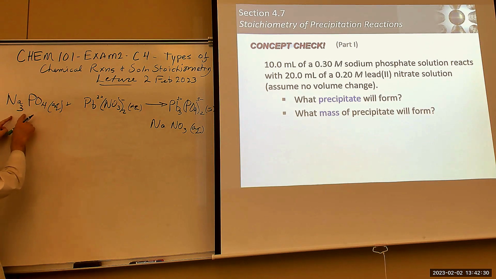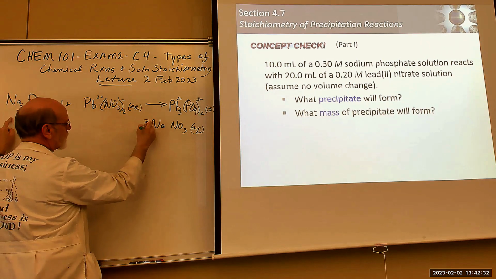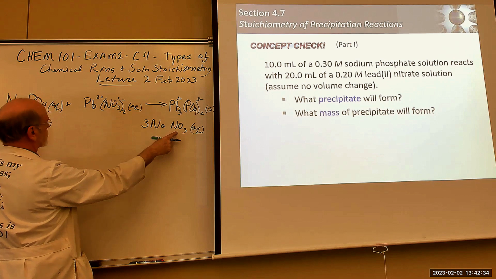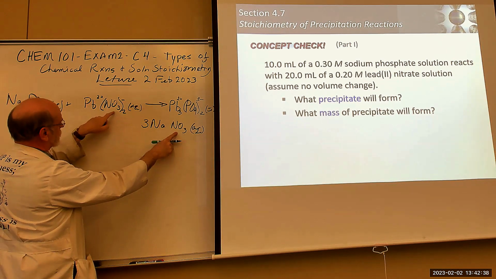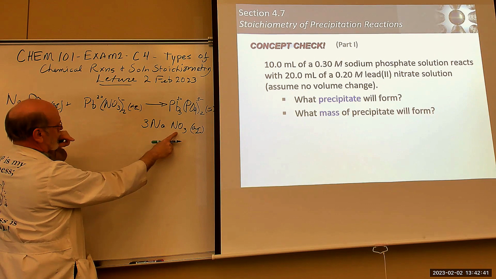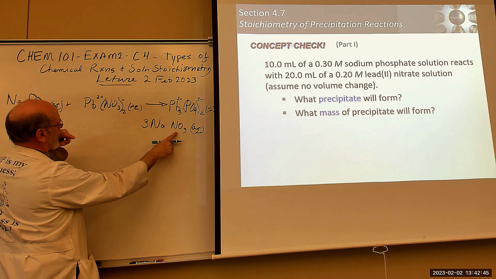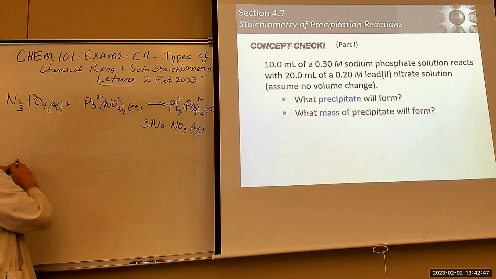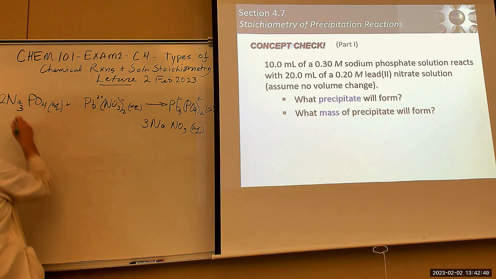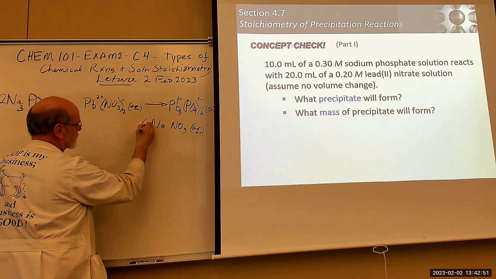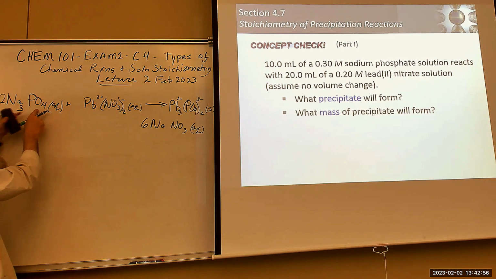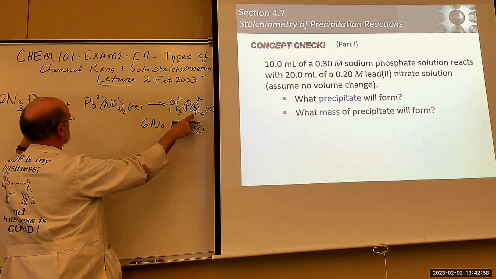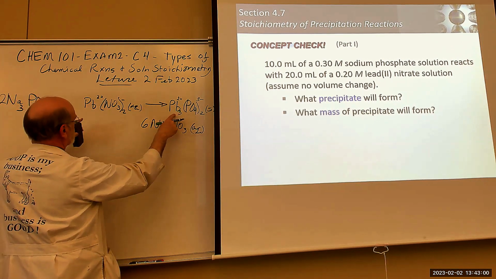We see that we've got 3 sodiums here. Let's make 3 sodiums there. That makes 3 nitrates. But we got 6 nitrates, excuse me. Yeah, we got to go up. We need 2 of these and 6 of these. So that's 6 nitrates, 6 sodiums, 2 phosphates, and we need 3 leads.